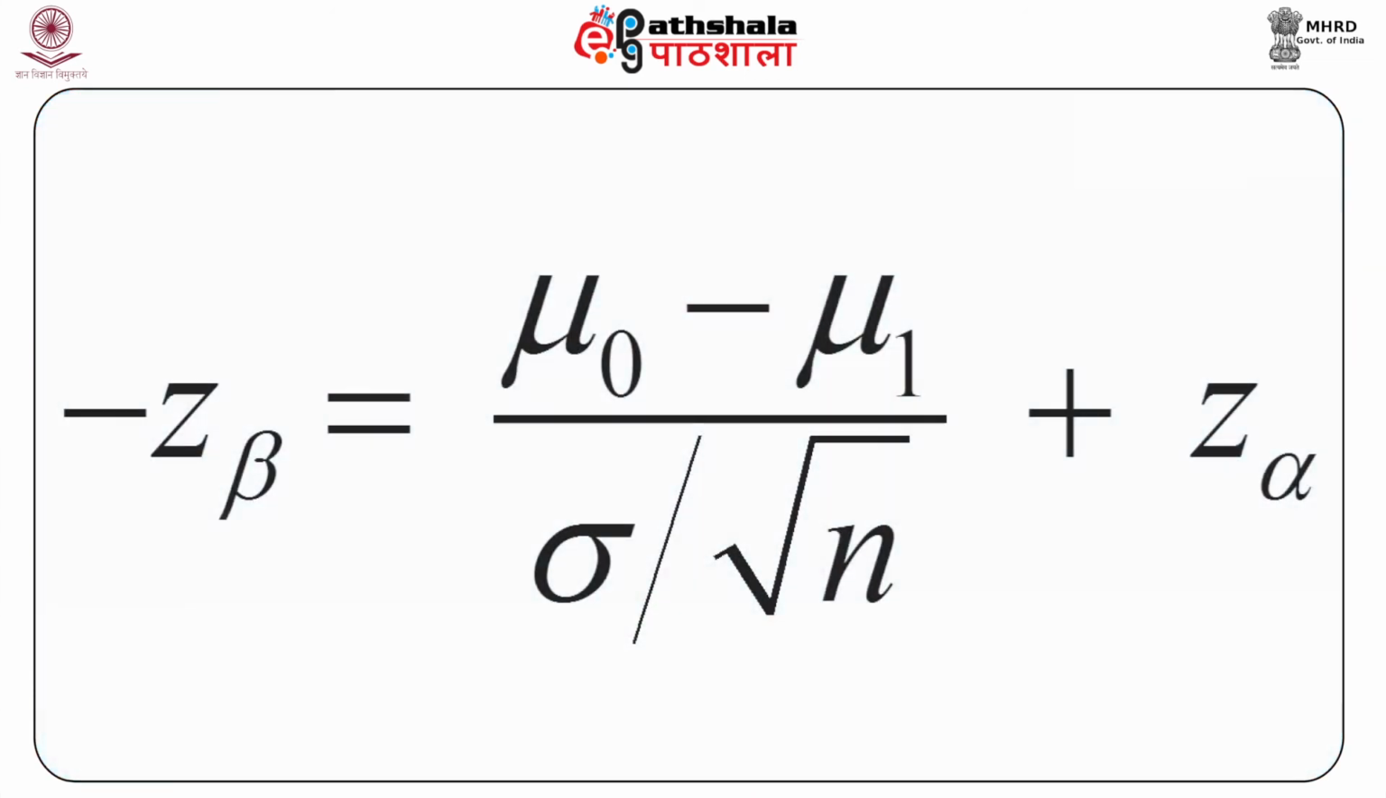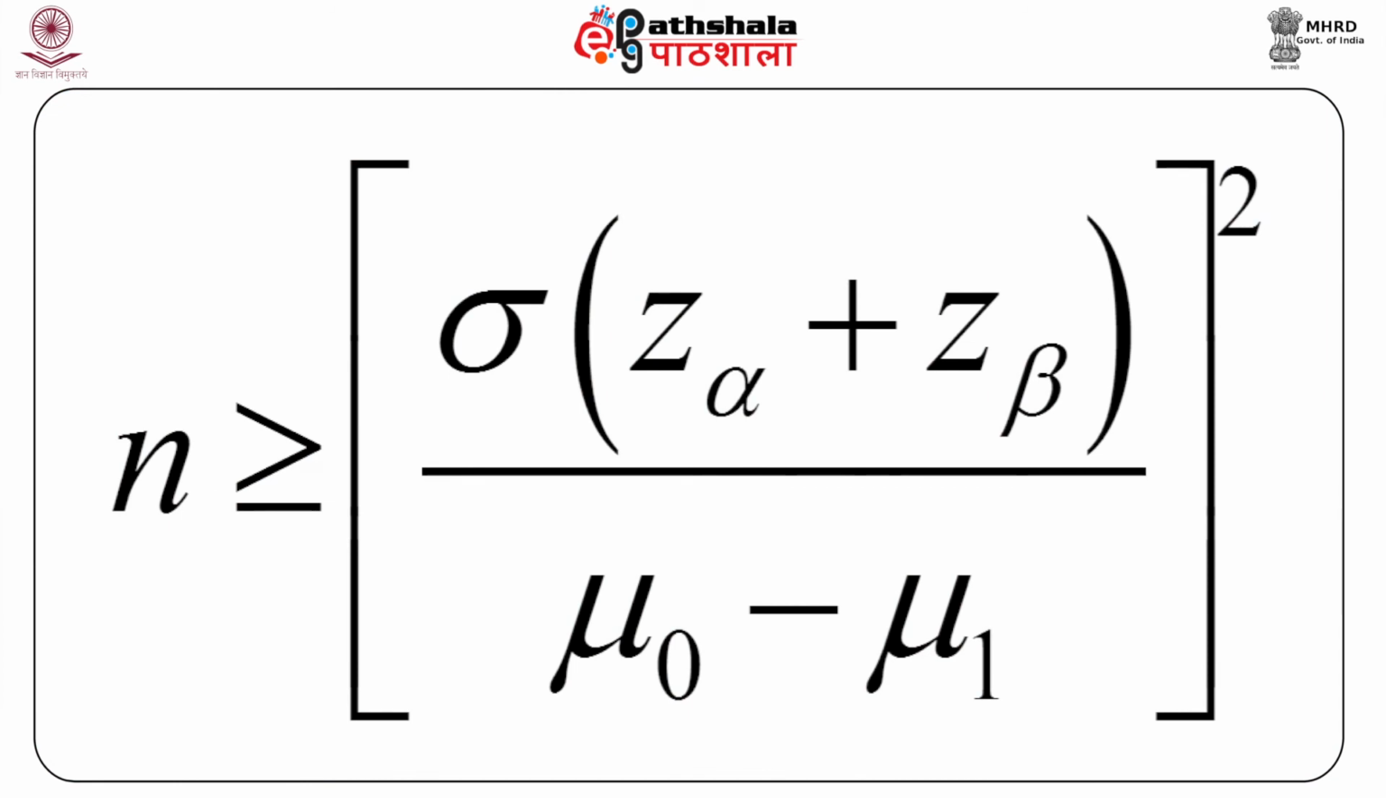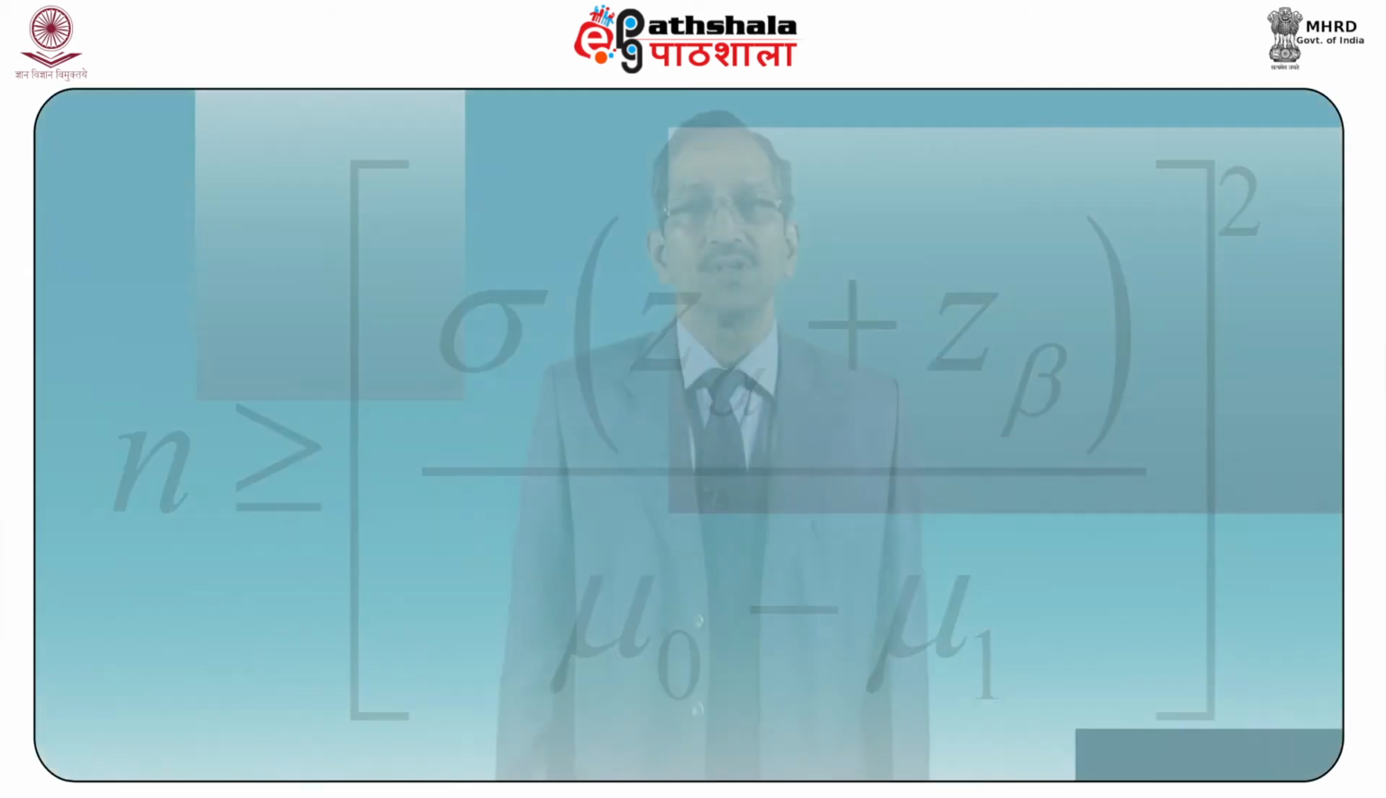So let us use z beta to denote the z critical value that demarcates the lower tail area beta. Then minus z beta is equal to (mu 0 minus mu 1) upon sigma by root n, plus z alpha. Rearranging the terms, we obtain n is greater than or equal to [sigma into (z alpha plus z beta) upon (mu 0 minus mu 1)] whole raised to the power 2.